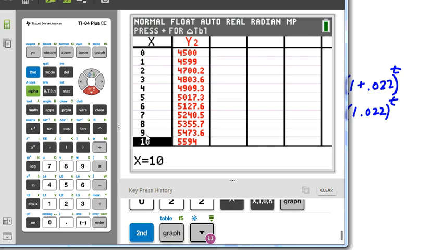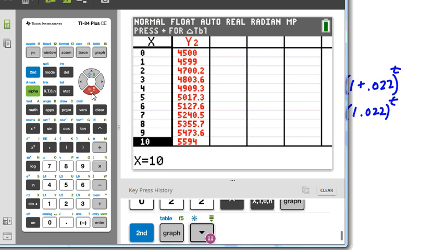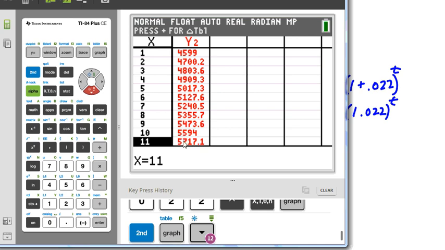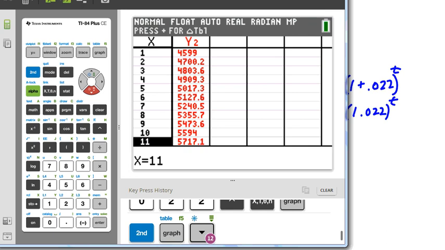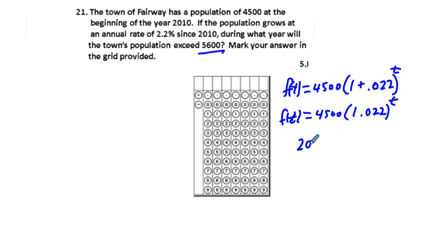5,600. So go here, and we see we almost got to 5,600, but we exceeded it during the following year. So this first one, year 10, would be 2020, and this would be 2021. But since this was so close, I accepted either 2010 plus 10 or 2010 plus 11. So the acceptable answers were the year 2020 or 2021. As a matter of technicality, 2021 would be a better answer, but since rounding-wise 2020 was very, very close, I accepted either one of these as the correct answer.